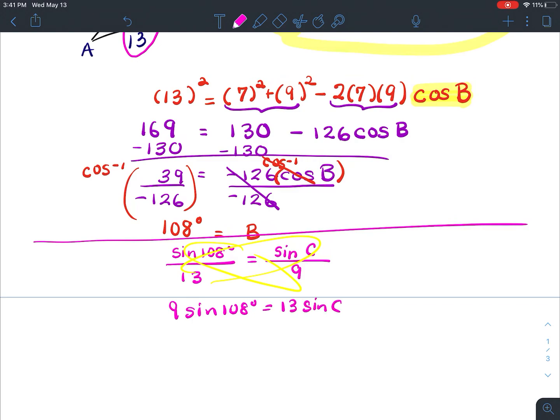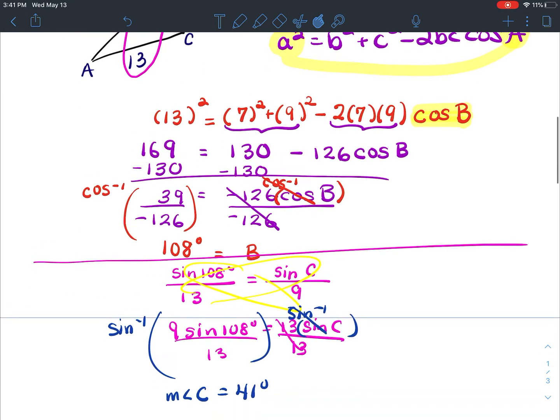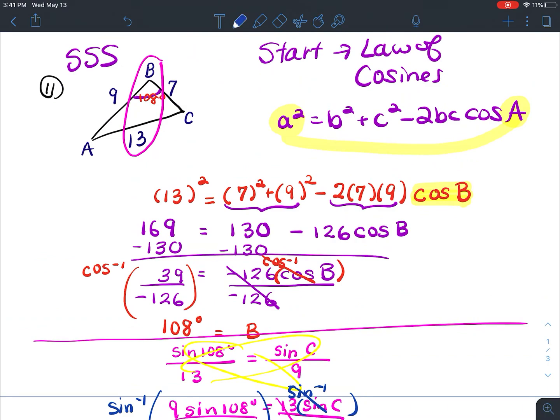Again, we're finding an angle, so when we get to the end here, I'm going to need to do inverse sine of both sides, and this should give me the measurement of angle C to be 41 degrees. So I'm going to add 41 degrees back onto the picture. Whoops, that was angle C.